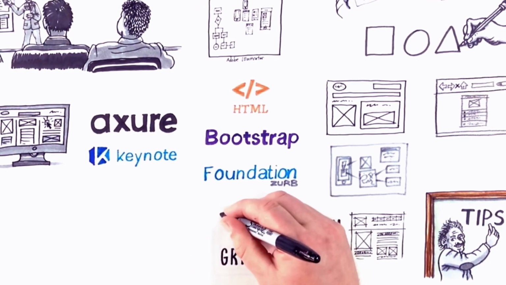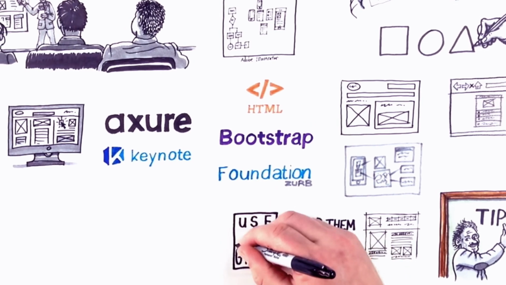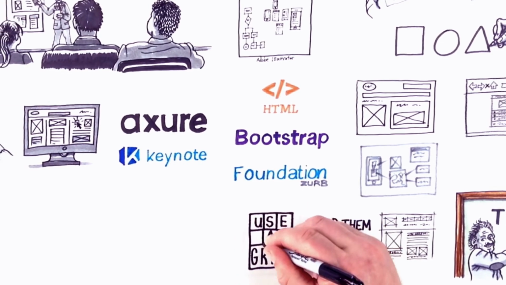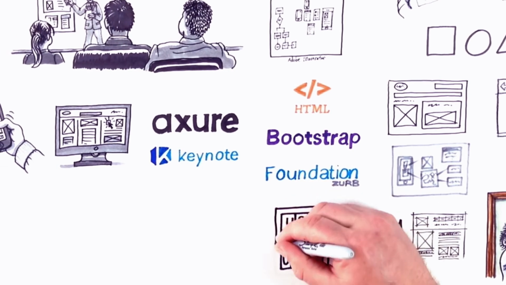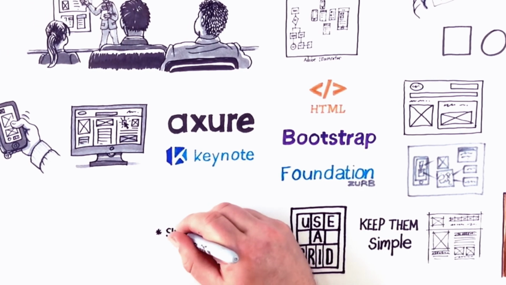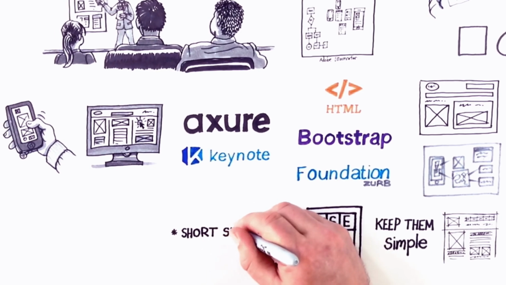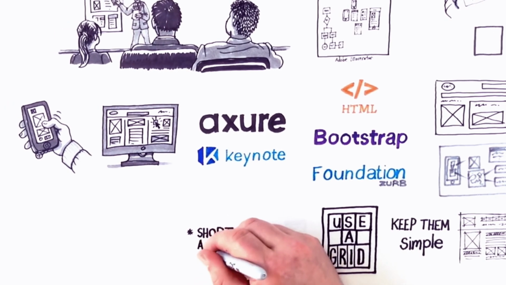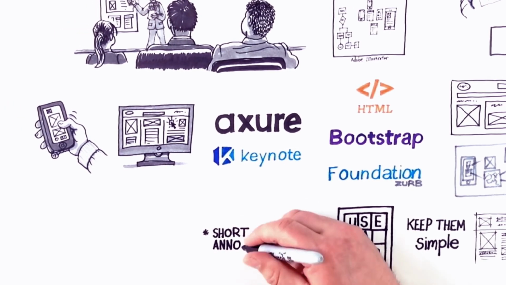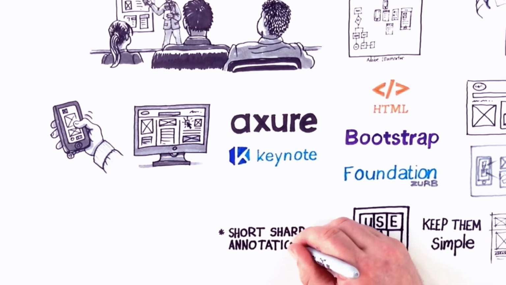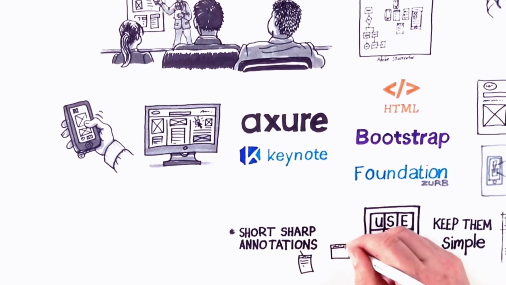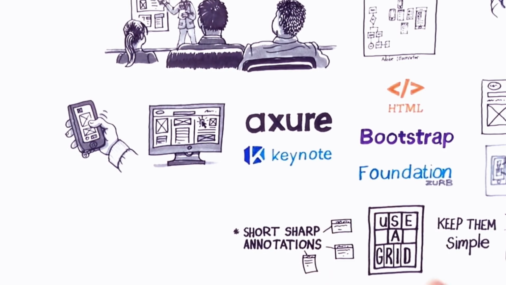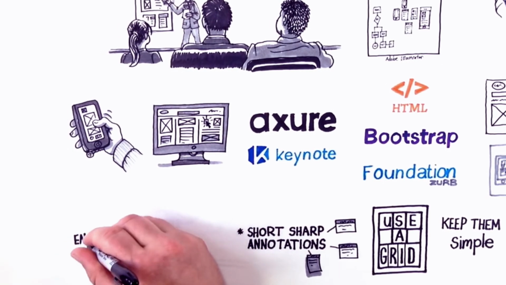2. Use a grid. Grids create structure and simplicity to your layouts. Every decent website these days is built on a grid, so make sure you're using one in your wireframes too. 3. Use short, sharp annotations. Unlike a 50-page functional spec doc, team members actually read wireframes more than any other document, so make sure you keep adding some annotations to your wireframes. Don't go overboard though, keep them brief and to the point.